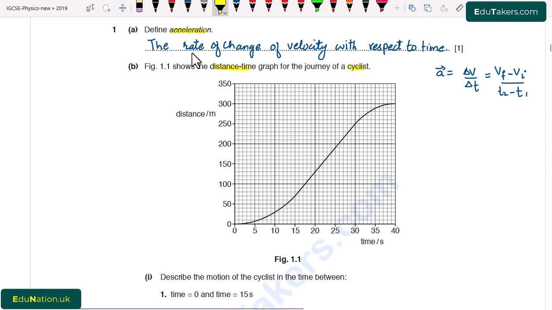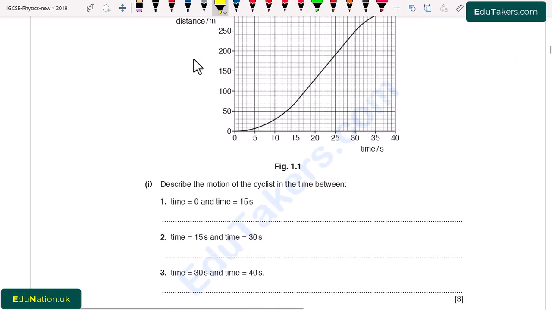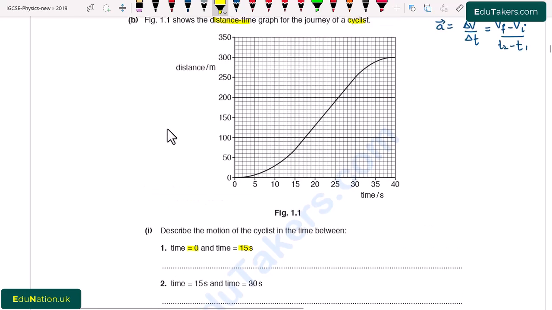Part 1. Describe the motion of the cyclist between time t equal to 0 and time t equal to 15 seconds. So first of all, we have to describe the motion of the cyclist between time 0 to 15 seconds.